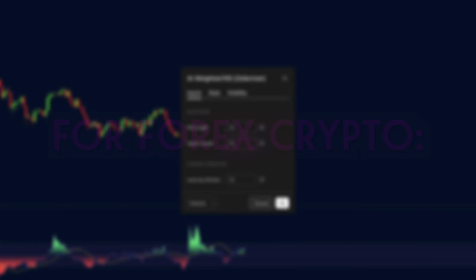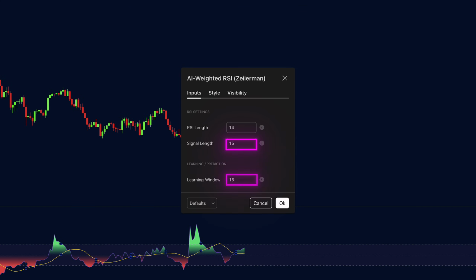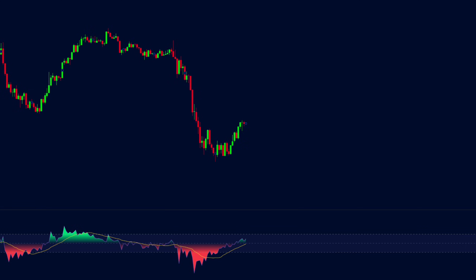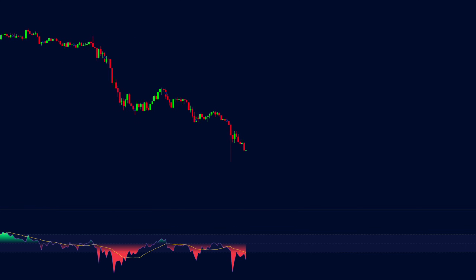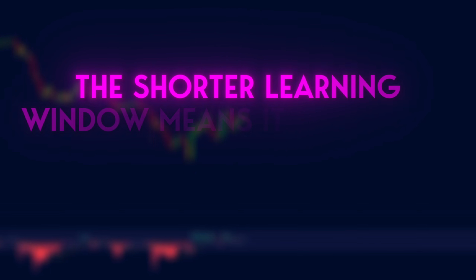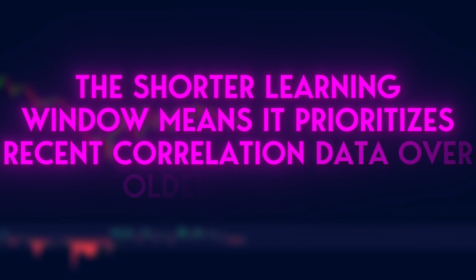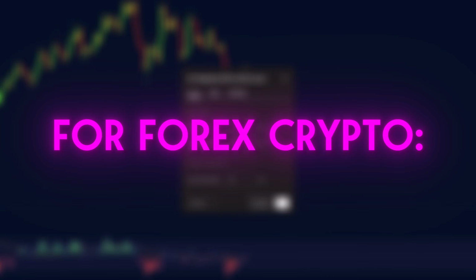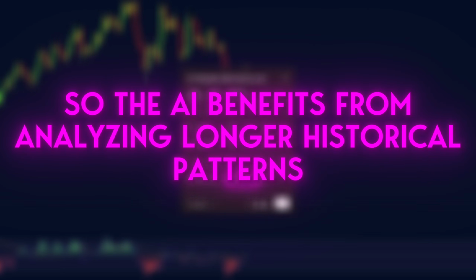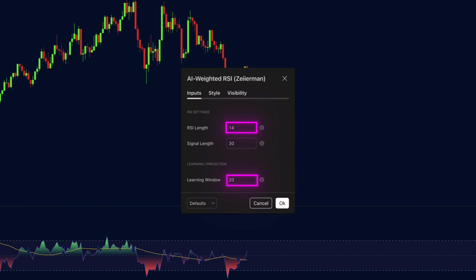For crypto, drop your signal length to 15 and learning window to 15. Crypto moves fast and violently, so the AI needs to adapt quicker to regime changes. The shorter learning window means it prioritizes recent correlation data over older patterns. For stocks, increase your learning window to 30. Stocks trend more consistently than crypto, so the AI benefits from analyzing longer historical patterns. Set signal length to 20 for balanced smoothing.